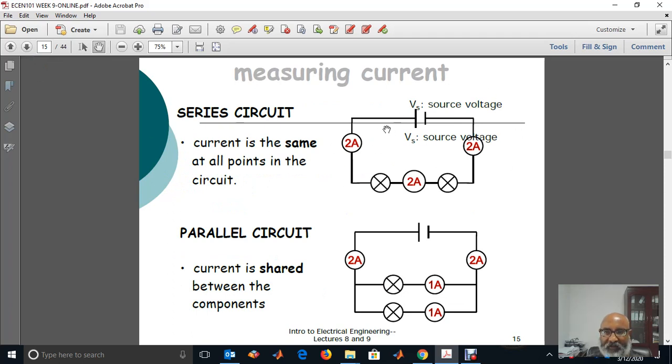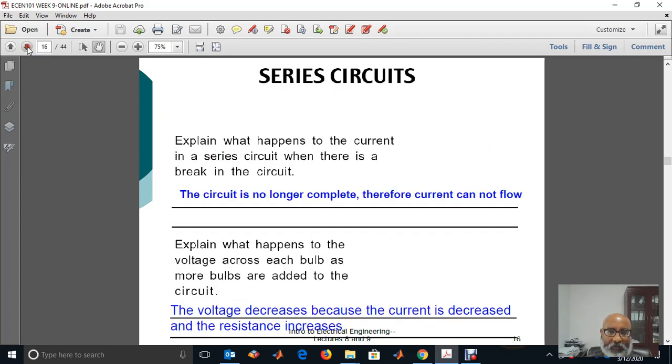And this is a series circuit, for example. This is a series circuit, and 2 ampere is passing through this circuit in both the 2 lamps, lamp 1 and lamp 2. And we have this parallel circuit. In this parallel circuit, I have a total current of 2 ampere divided between the 2 lamps, 1 ampere in one lamp and 1 ampere in the other lamp.